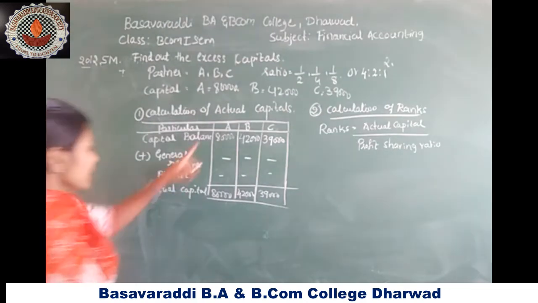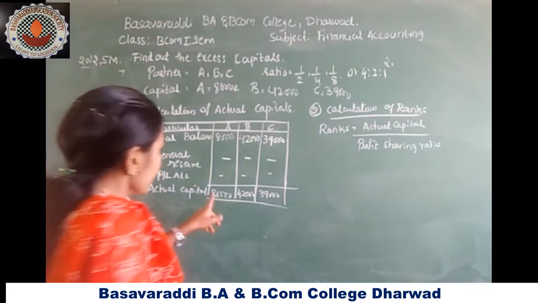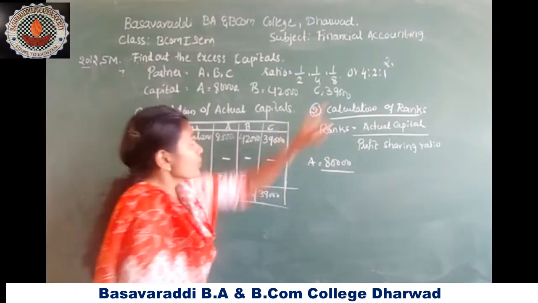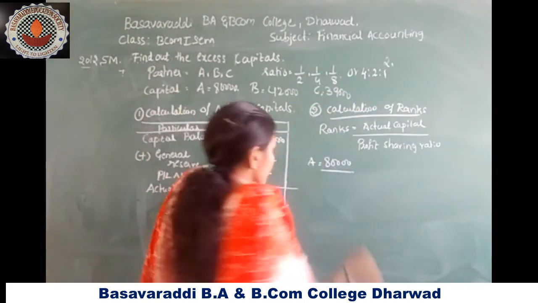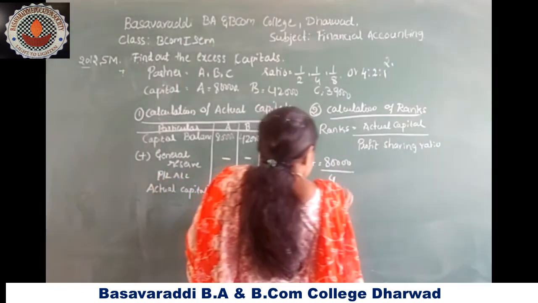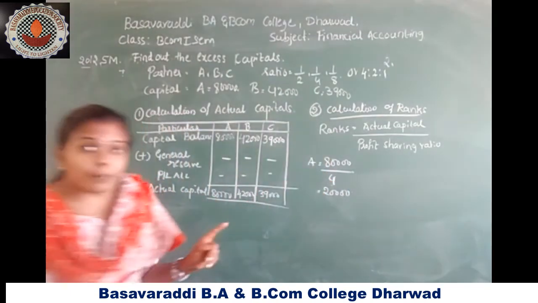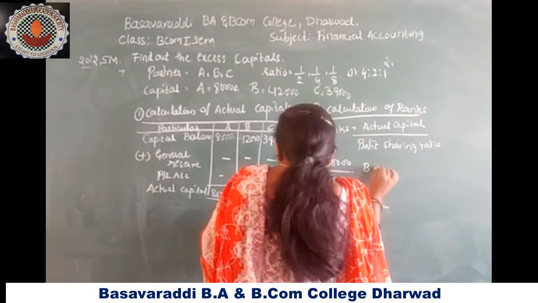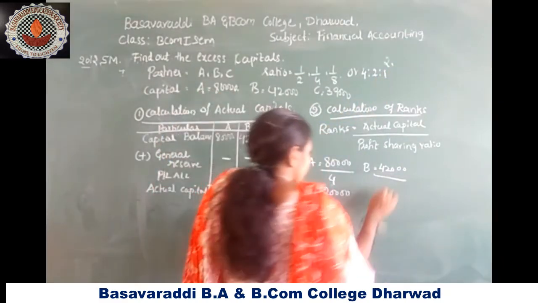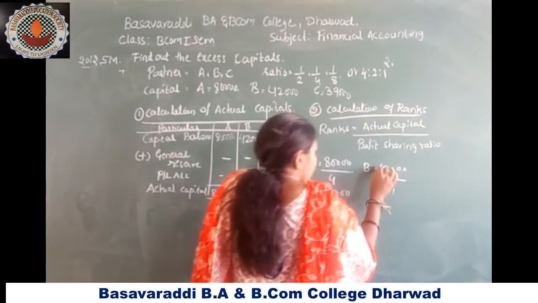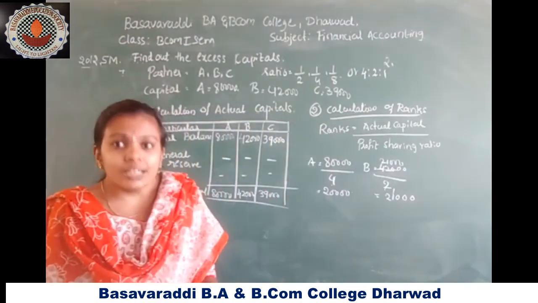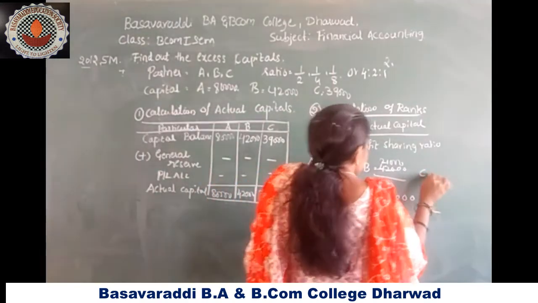First, actual capital of partner A, rupees 80,000, divided by profit sharing ratio 4. 4 ones are 4, 4 twos are 8, so 20,000. And then partner B, 42,000 divided by ratio 2 is 21,000.